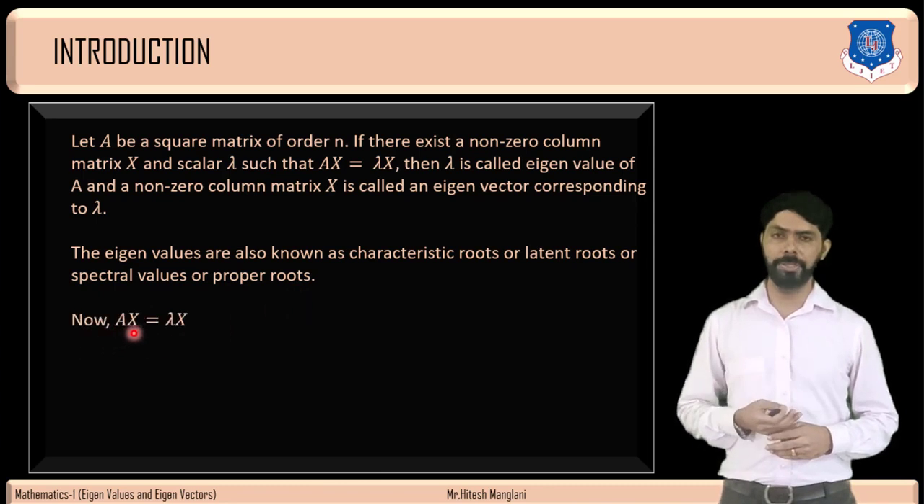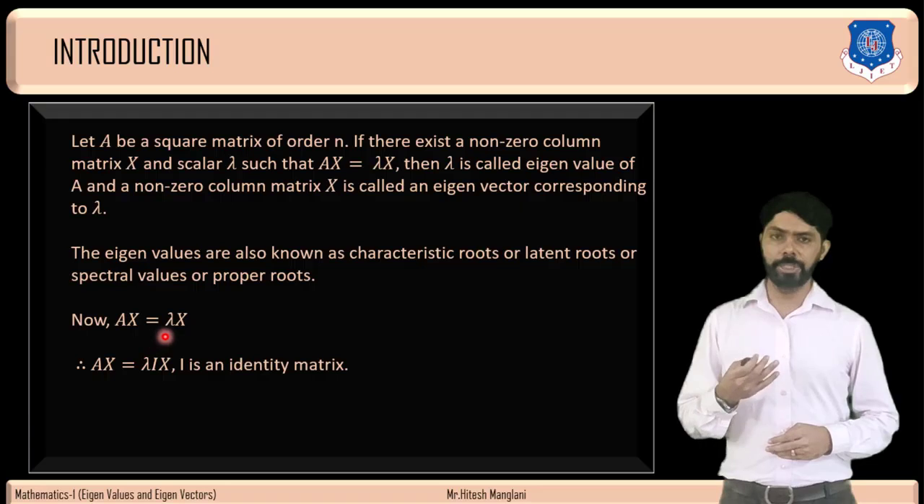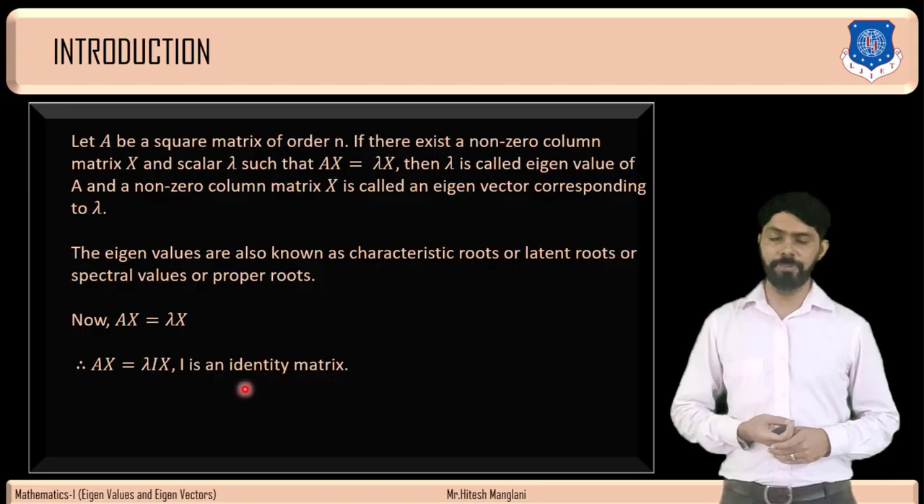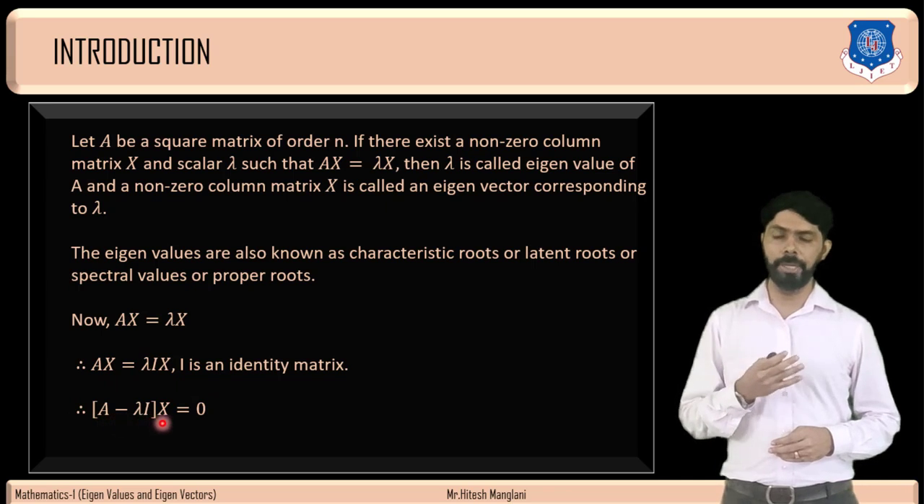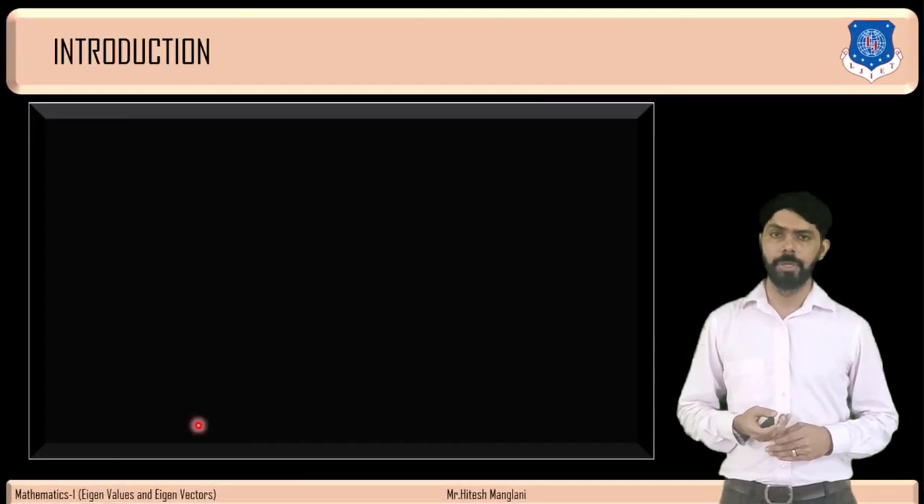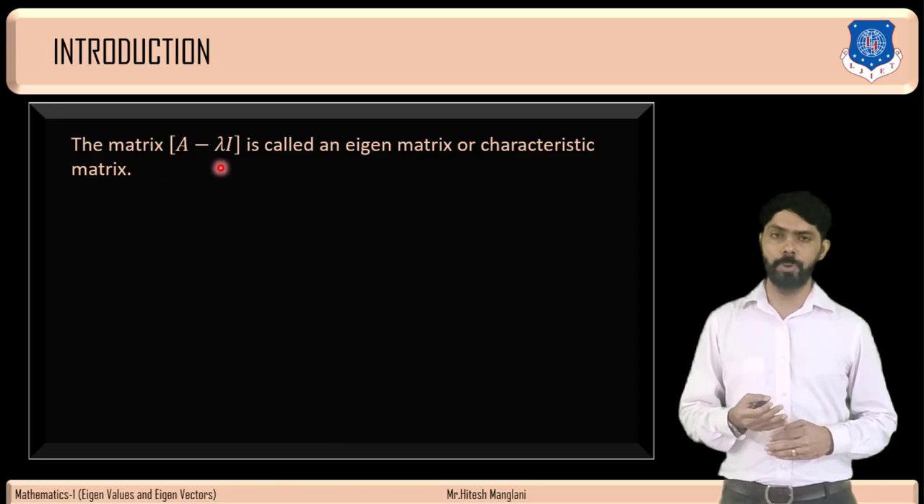Now A into capital X is equal to lambda into capital X. If we write lambda in matrix form, then it will be A into capital X is equal to lambda into I into capital X, where I is an identity matrix. Now if we simplify this result, then it will be A minus lambda I into capital X is equal to 0. So the matrix A minus lambda I is called an eigenmatrix or characteristic matrix.